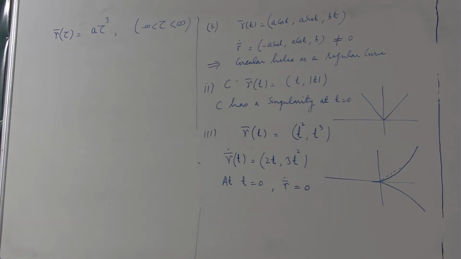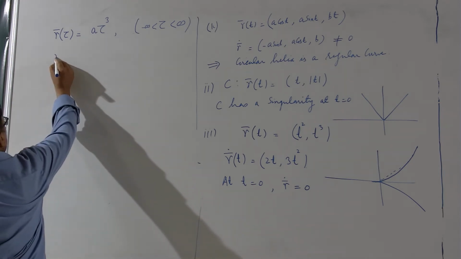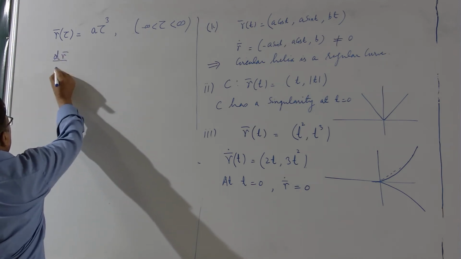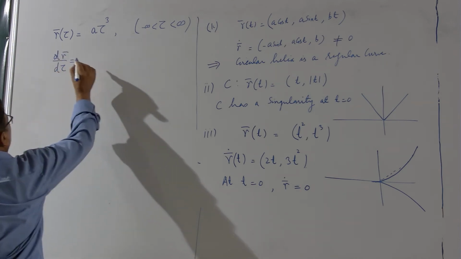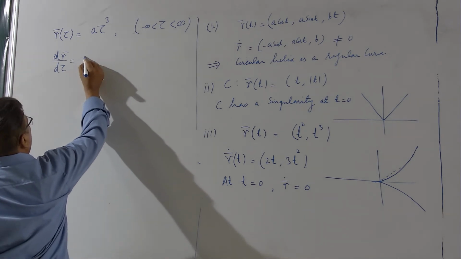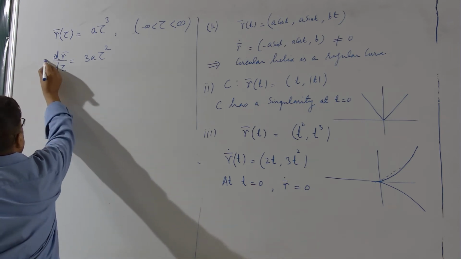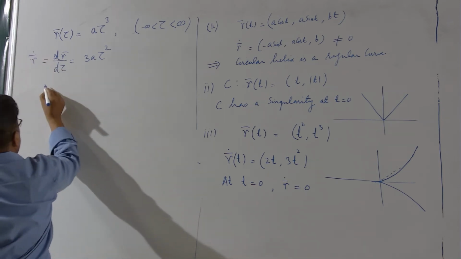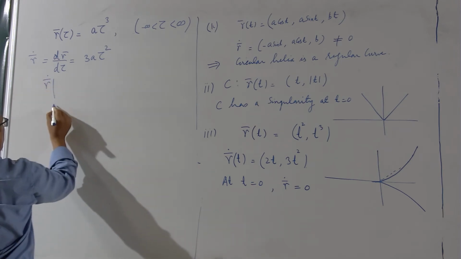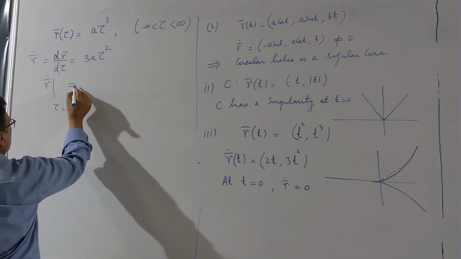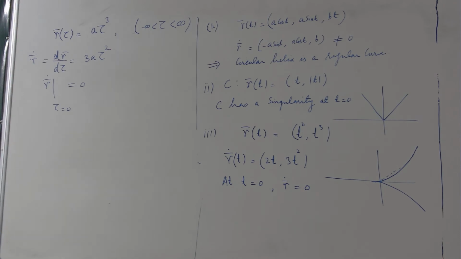Now, you can see that if I consider the derivative with respect to tau, then this derivative will be 3 a tau square. So this implies that r dot at the point tau equal to 0 is 0, and therefore the parametrization has a singularity at tau equal to 0.